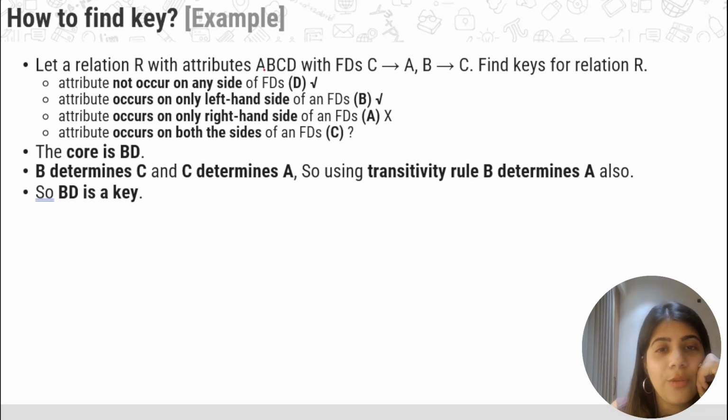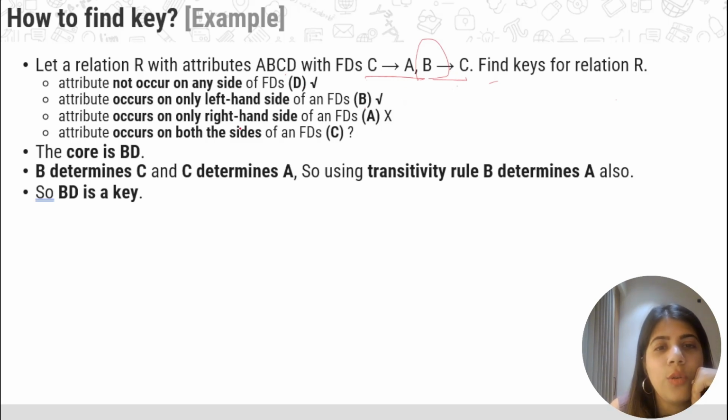Let a relation R with attributes A, B, C, D have the functional dependencies: C can determine A, B can determine C. We need to find the keys for relation R. First, an attribute that does not occur on any side of the FDs. This is correct, because D is not occurring on any side of the functional dependencies. Attribute occurs on only the left hand side of the functional dependencies. Yes, we can see B is appearing only on the left hand side.